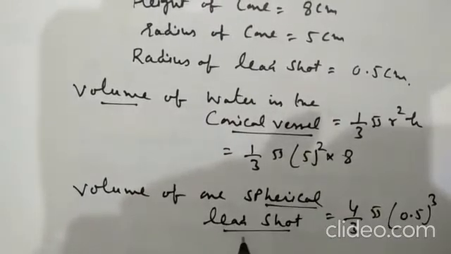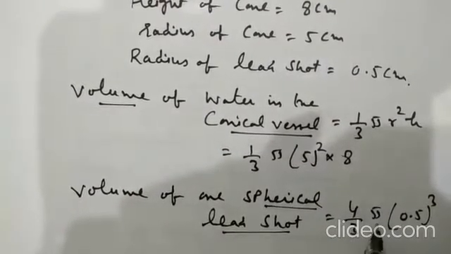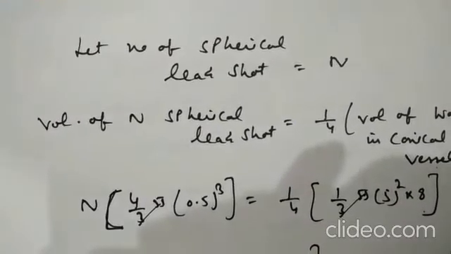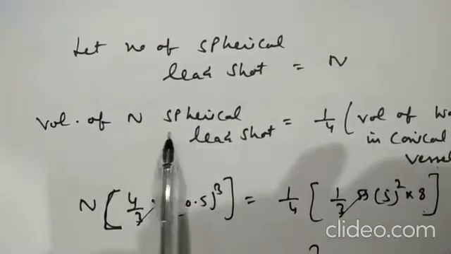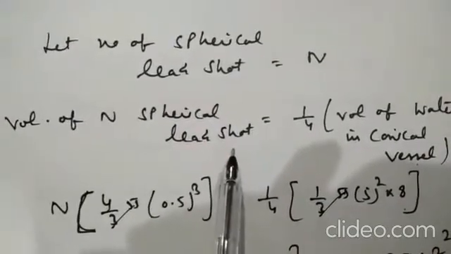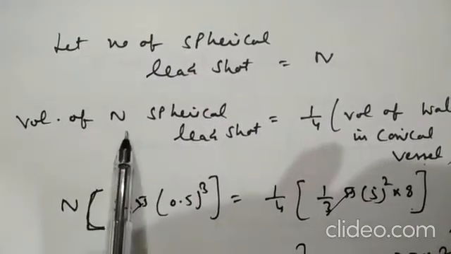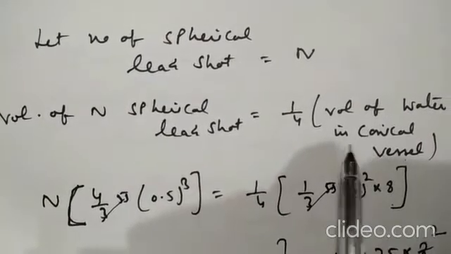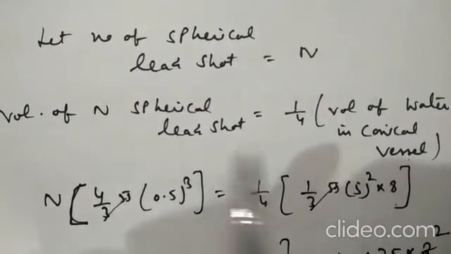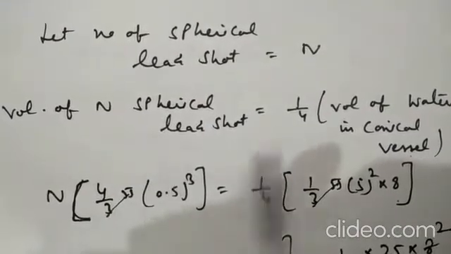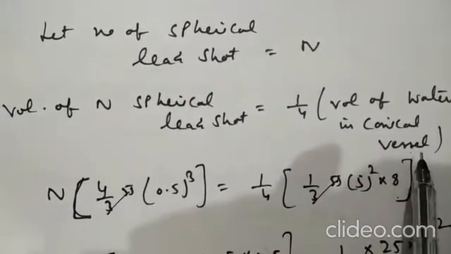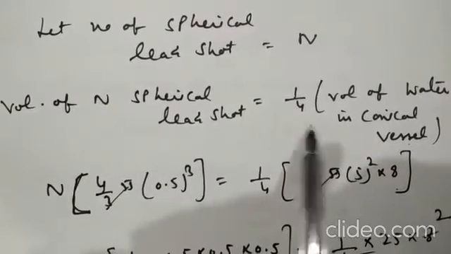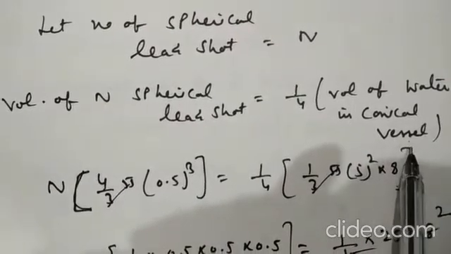Volume of one spherical lead shot is 4/3 pi r cube. Let the number of spherical lead shots be n. So the volume of n spherical lead shots, what concept will we use in this question? Volume of n spherical lead shots is equal to 1/4 of the volume of water in the conical vessel. Because when we put these lead shots, 1/4 of the volume flowed out. So the volume of n spherical lead shots is equal to 1/4 volume of water in the conical vessel.